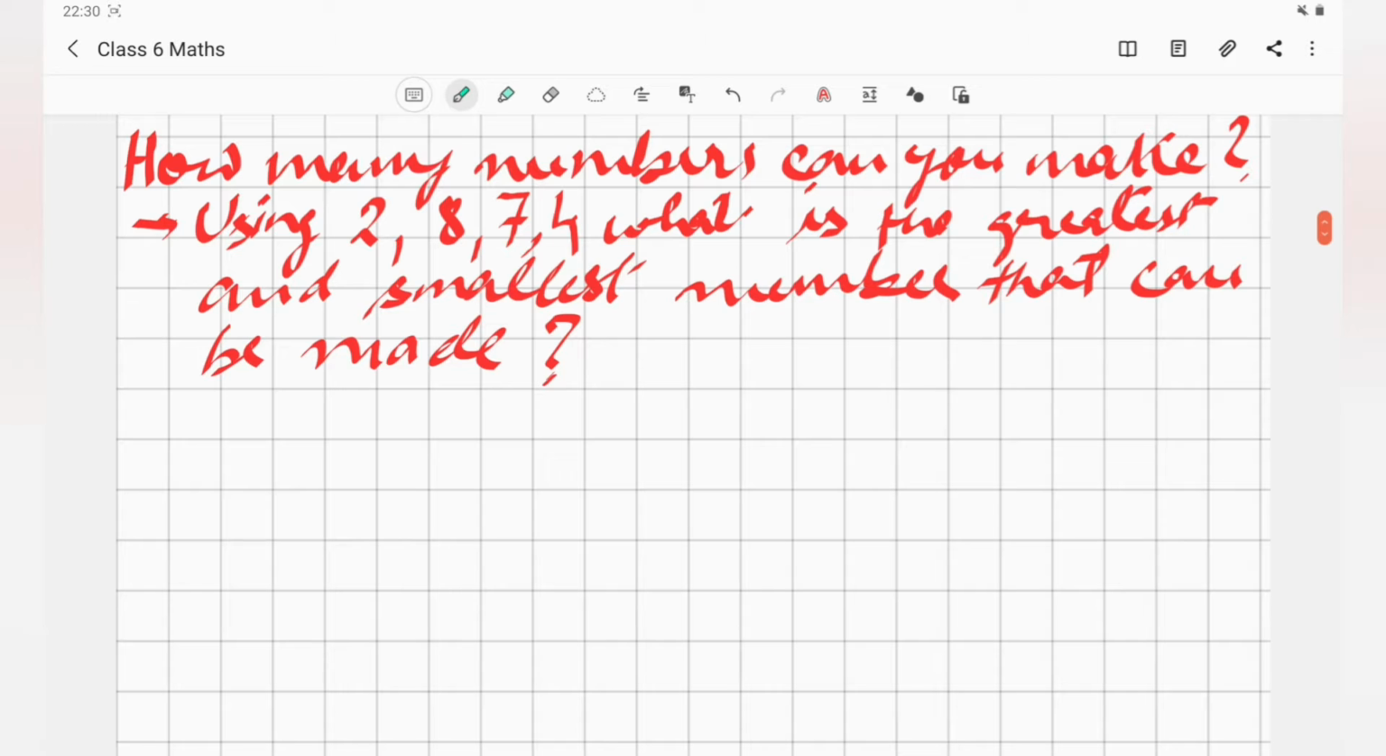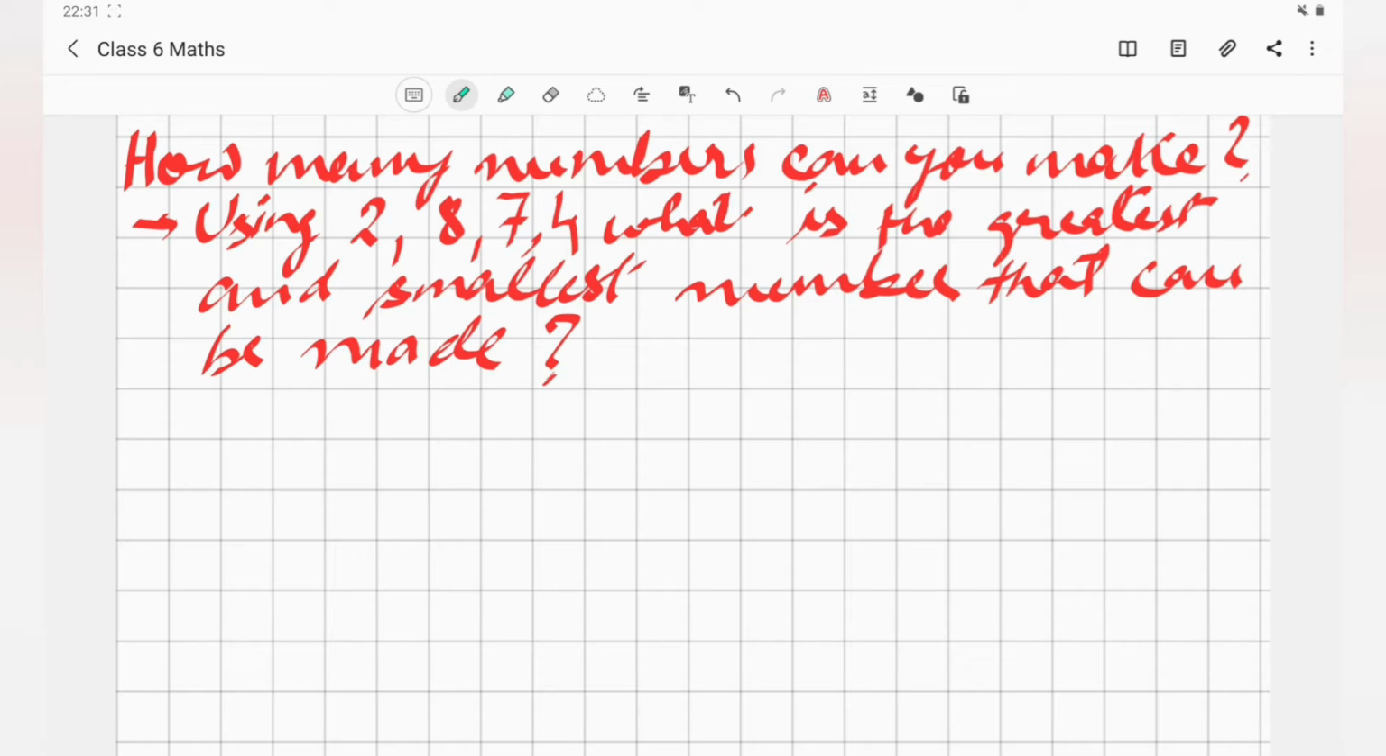So the second topic that we are going to cover is how many numbers can you make. It is pretty straightforward. You'll be given a set of numbers and you'll be asked to create different numbers. You will basically be arranging and rearranging these numbers in different manner to get different values, right?